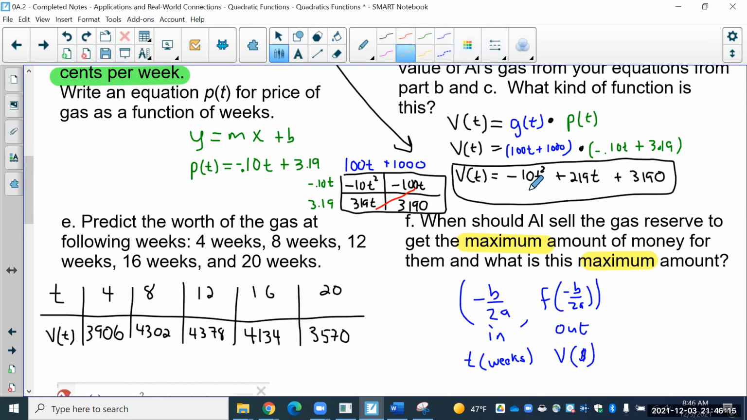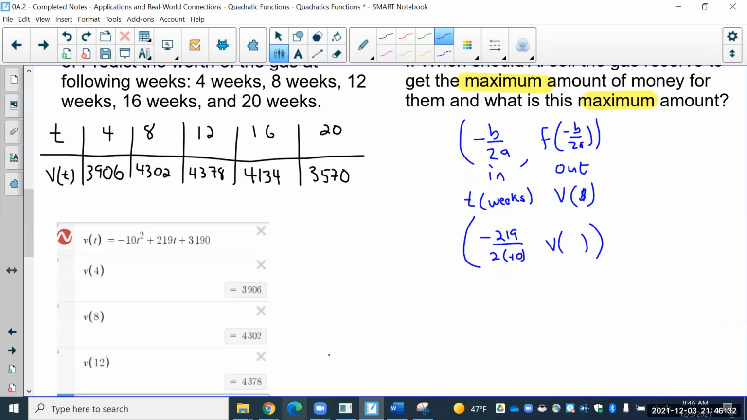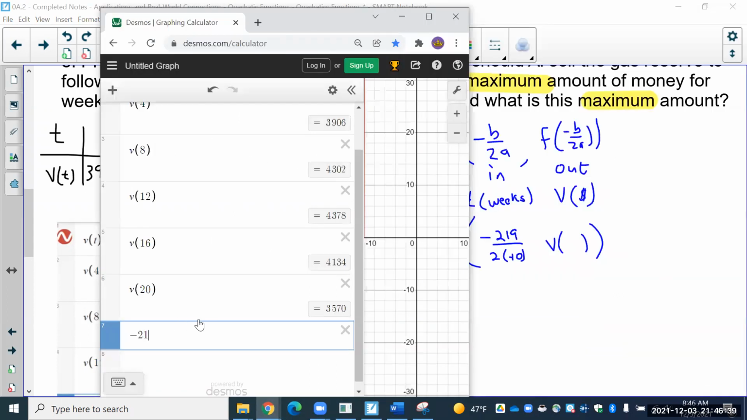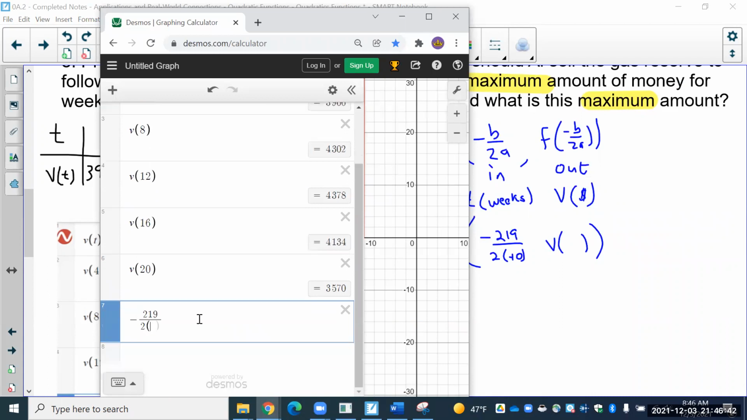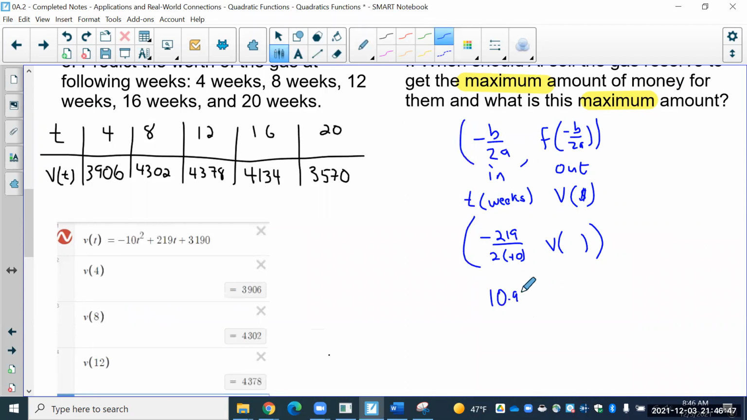So when we come back up here, this is a, this is b, this is c. Now we're just going to come down here and say, okay, that means I would have negative 219 divided by 2 times negative 10. And then I'm going to plug that in and figure out what that will produce. So let's go back to Desmos, and I'll show you a really quick way to do that because you already put the function in. To do this on Desmos, you're just going to do negative 219 divided by 2 times negative 10. And so this will happen at 10.95 weeks, which is when she's going to get her maximum amount of money.